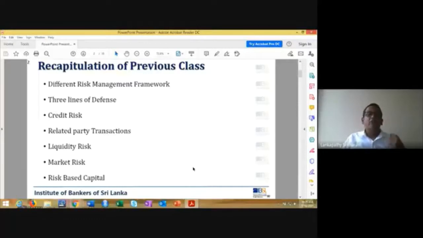Now in Sri Lanka, Basel III is being implemented, and based on Basel III, the minimum capital, the risk-based capital level, is decided by the banks. So these are the things we studied during the last 2 classes. Today, what I have planned is that there is some other risk governance structure I have to introduce. Then after that we will go for past paper questions and answers.